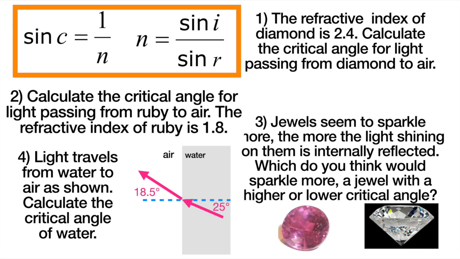Number 3, this is a weird one. Jewels seem to sparkle more the more light shining on them is internally reflected. I did not know this. What do you think would sparkle more, a jewel with a higher or a lower critical angle?